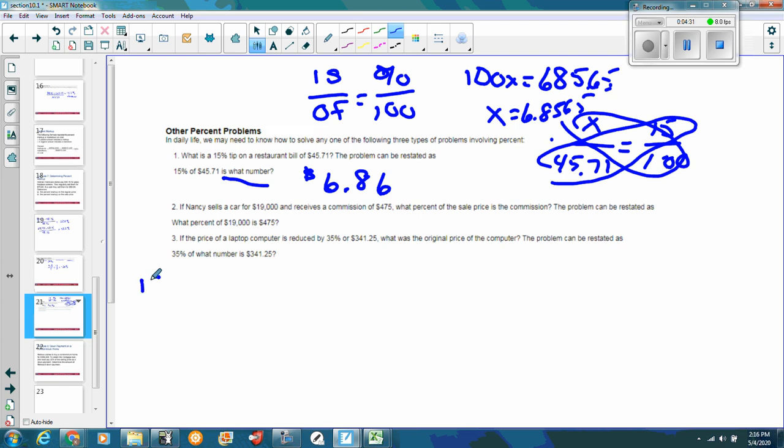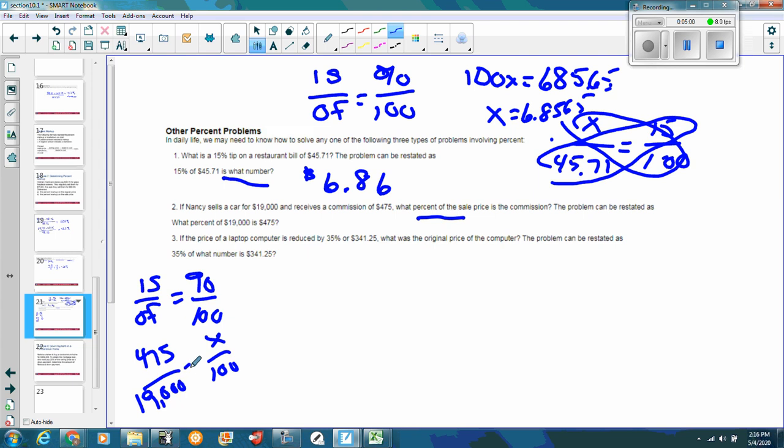Okay, so for number 2, again, I'm going to use is over of equals percent over 100. Nancy sells a car for $19,000, and she receives a commission of $475. What's the percent of that commission? So the percent is the X. We want to know what that is. And it's really also known as part over whole. So the 475 is a smaller number. That's the commission. We want to know what percent is that of the 19,000. So when you cross multiply, you're going to get 19,000 X equals 475 times 100. Then you're going to divide by 19,000. And when you divide by 19,000, you get 2.5. You don't have to do anything to it because that's the number over 100, right? So that's the 2.5%.